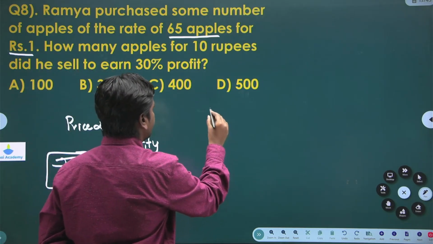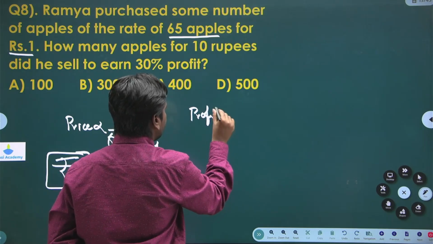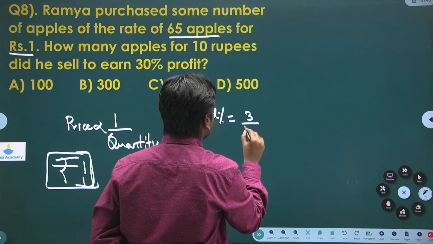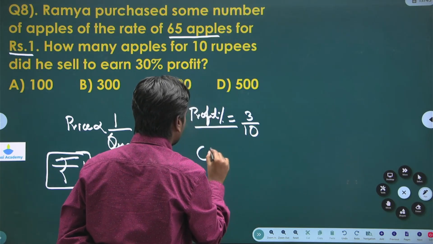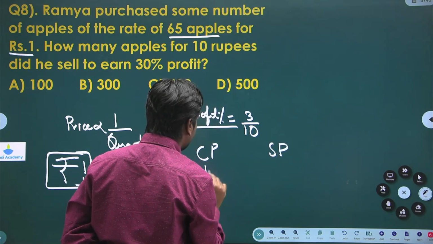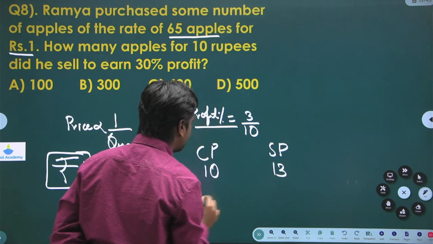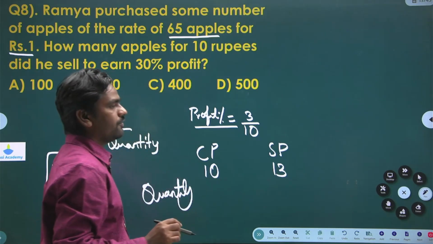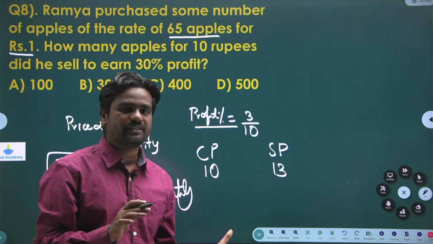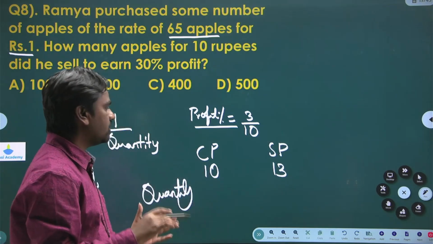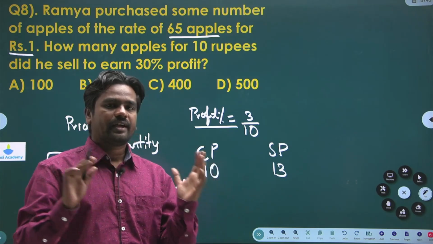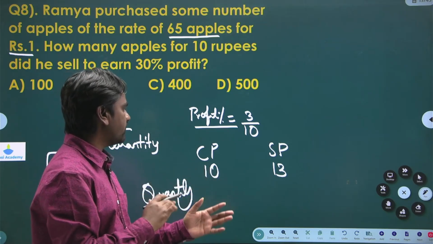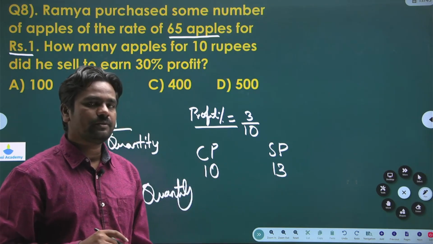So here the profit is 30%, right? So if CP is 10, selling price is 13. Here, quantity, I have told you, when we are talking for only 1 rupee, how many apples he is buying and for 1 rupee how many he is selling, those quantities are inversely proportional to the cost price and selling price, right?